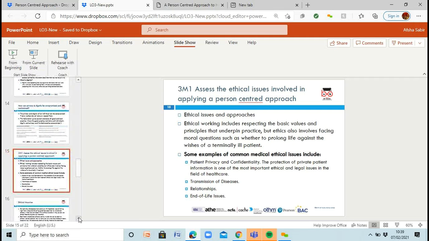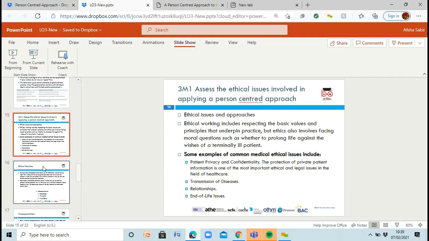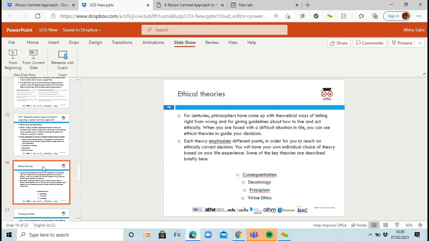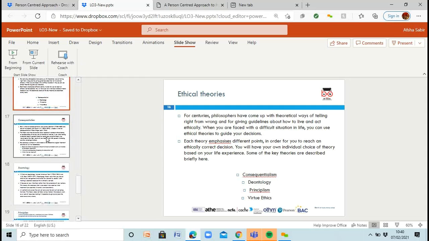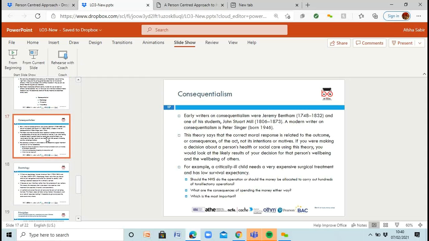What can we do? Now here are some theories that we talk about that will help us. So we've got four different theories: consequentialism, deontology, principalism, and virtue ethics. And we're going to go on through each one. Now, each of these theories goes over different points, and there are some parts that you'll agree with and some parts you will disagree with, but it's up to you as an individual to see what you agree with. It's based on your life experiences. So nothing is right, nothing is wrong. That's the whole issue about ethics and morals.